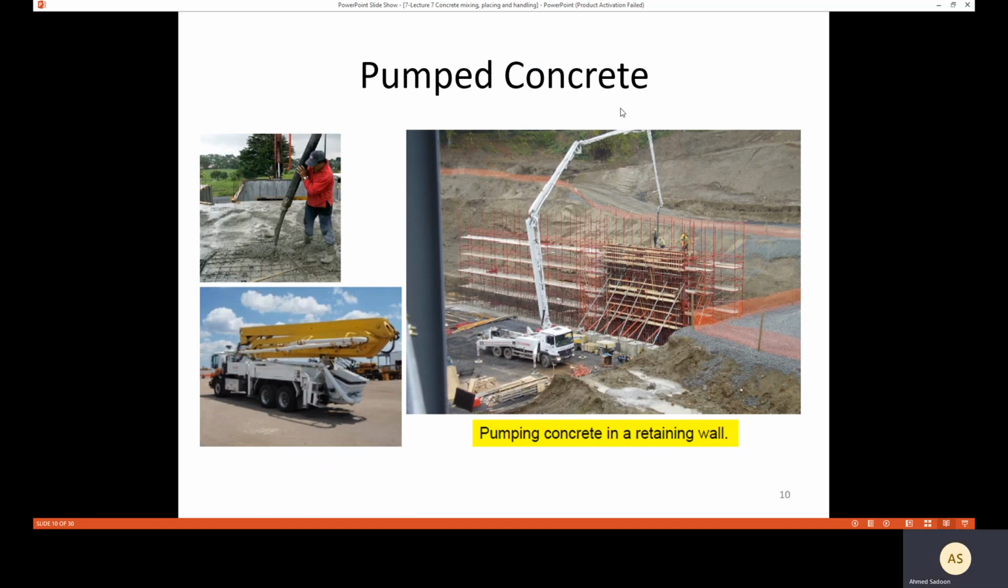Here we have a picture of pumped concrete. Here's a truck. We use this truck in order to pump the concrete. We are going to pump the concrete from the truck using this pump, and then you can see that the pump has the ability to move like that, which facilitates a lot of construction work. And this distance here should be as close as possible, like we mentioned before.